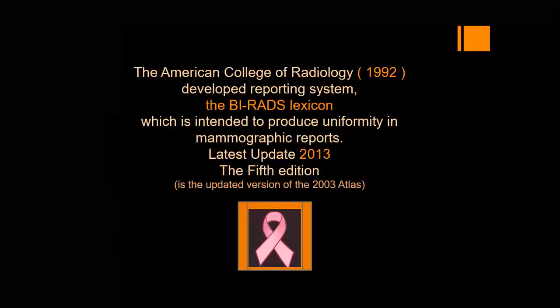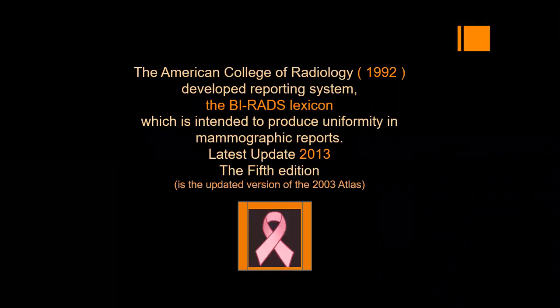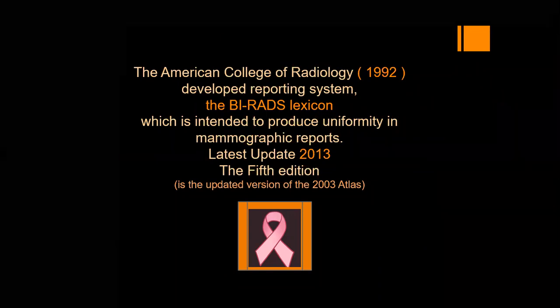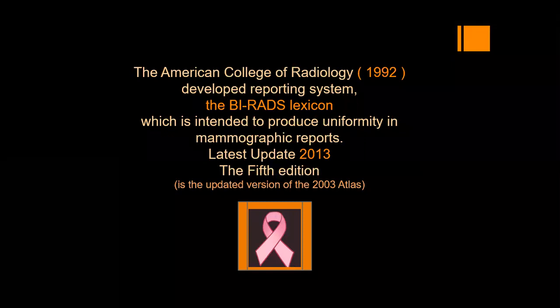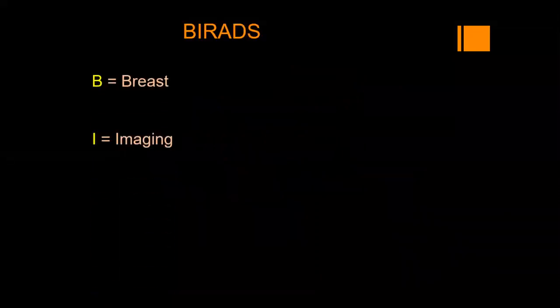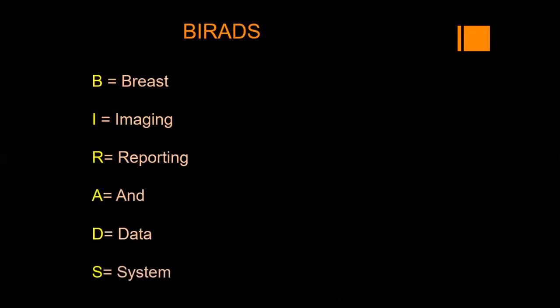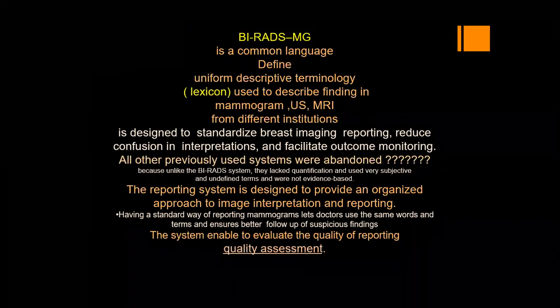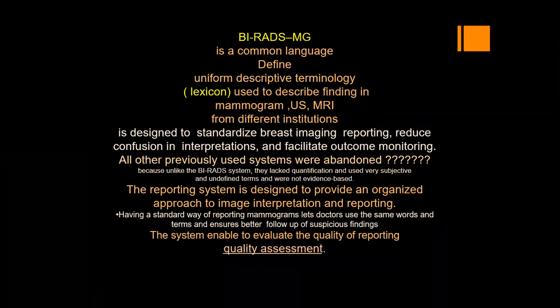The American College of Radiology in 1992 developed the reporting system, the BI-RADS lexicons for mammography, and the latest update is the fifth edition, 2013. So you know what BI-RADS is, it's the abbreviation for Breast Imaging Reporting and Data System. This is the common language that defines uniform descriptive terminology, or the lexicons, used to describe findings in mammography as well as MRI and ultrasound of the breast.